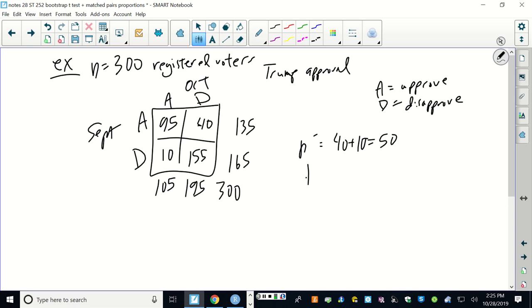And the null hypothesis is equal proportions, right? Our estimate that we're going to compare this to is, let's take the bigger one, 40 out of 50, 0.8. So this is 0.5 versus 0.8. They look pretty different.